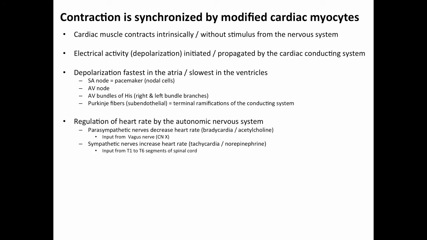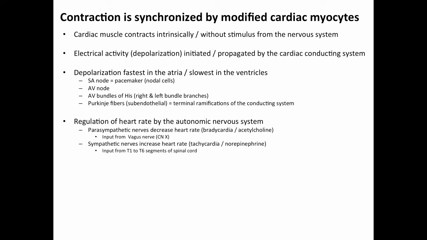Regulation of heart rate can also occur by the autonomic nervous system, so parasympathetic nerves will decrease heart rate, and the neurotransmitter involved for that decrease in heart rate would be acetylcholine. Bradycardia means lower heart rate. The parasympathetic nerves come from the vagus, so that's from cranial nerve 10.